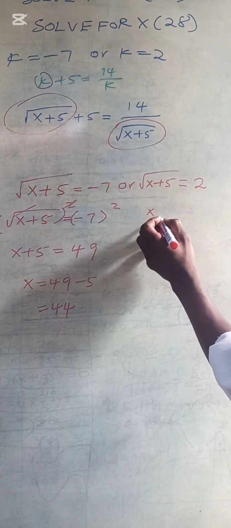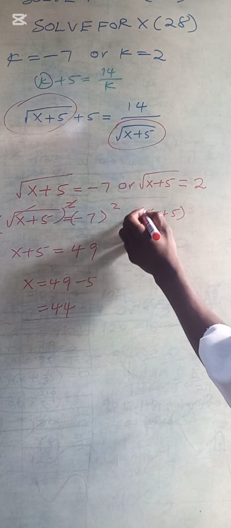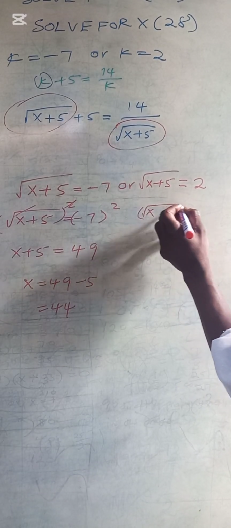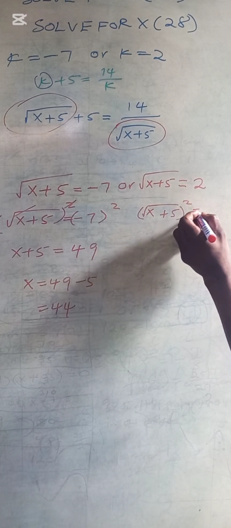The same will happen on this side. We want to eliminate the root sign. So what do we do? We square both sides.